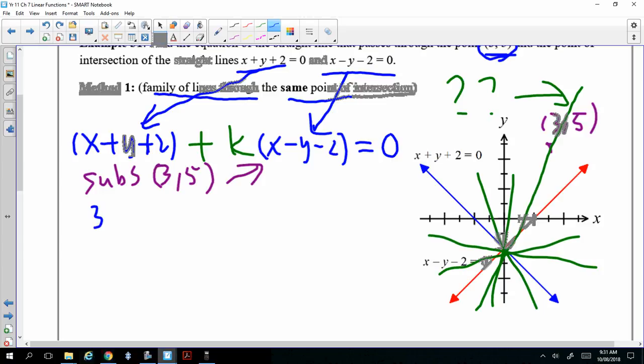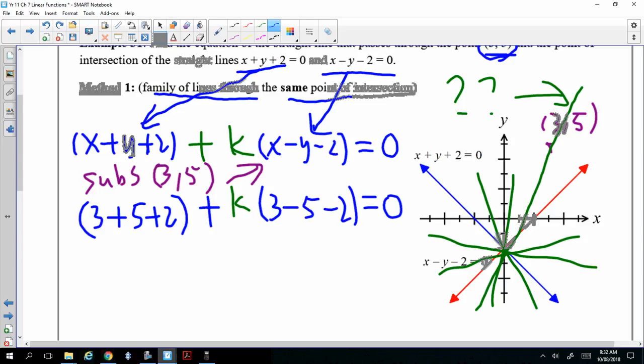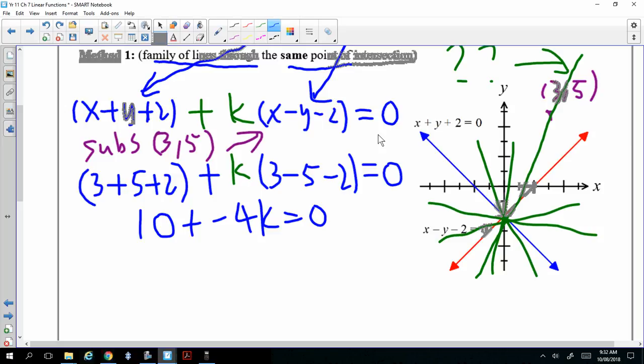And then you go 3 minus 5 minus 2. Let's see what we get. And we get 10. And what's that? 3 minus 5 minus 2. Minus 4. Yes, minus 4. Well done. Good job. Now, what's k equal to? k equal to 10 over 4, right? I skipped a step because it's pretty easy, which is 2.5, right?